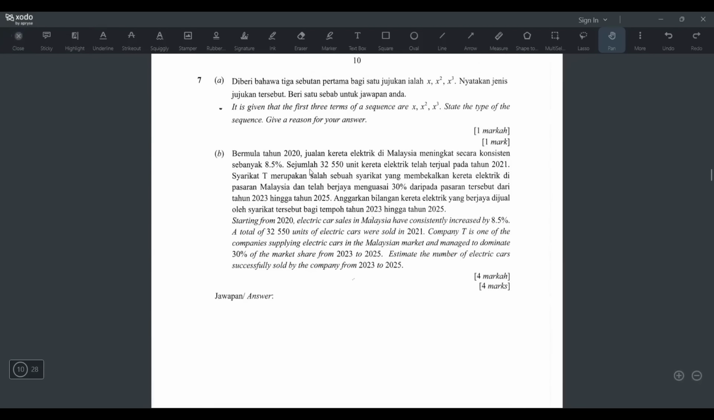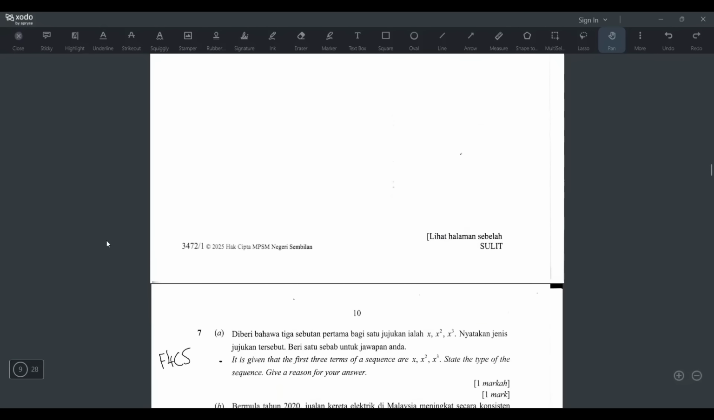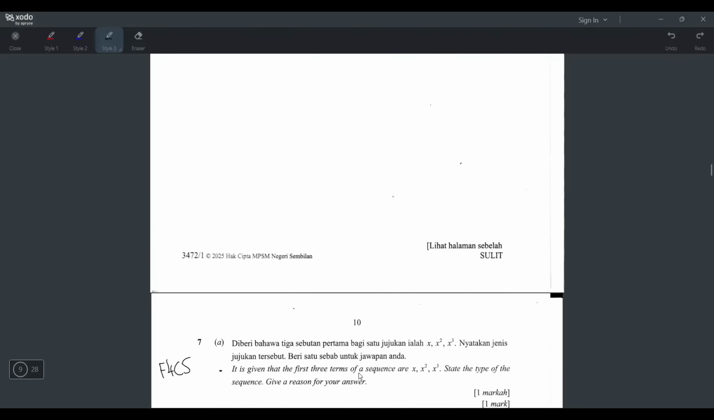Now I will continue. Number 7, this one is clearly the progression chapter, so it's from Form 4 Chapter 5. I think I will do my A up here. It is given that the first 3 terms of a sequence are x power 2, x power 3. Let's write it here. This one is confirmed geometric, right? Yeah, because times x.